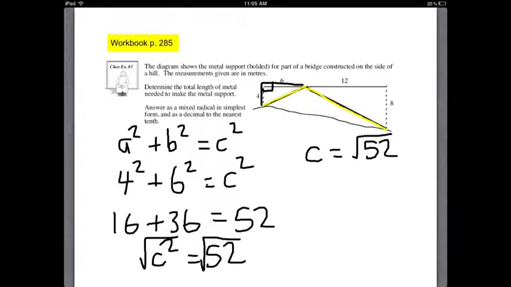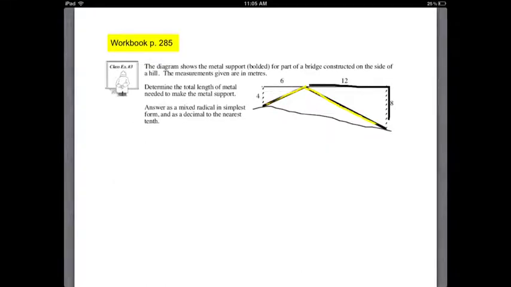I can change this into a mixed radical, but I will leave that to the end because we do have a second part. This here is a second triangle. It's a little bit bigger. Same thing though, we're using the Pythagorean theorem. A squared plus b squared is equal to c squared.